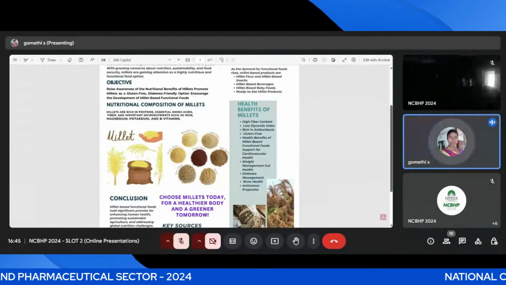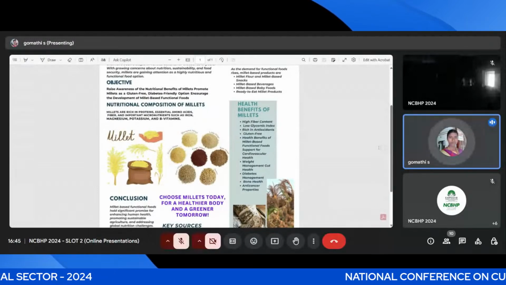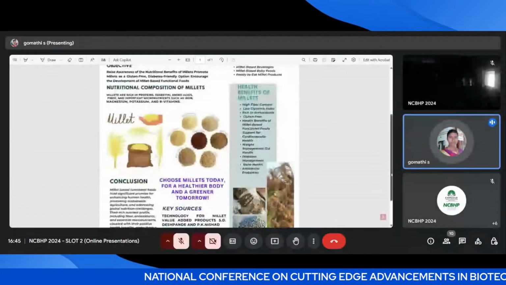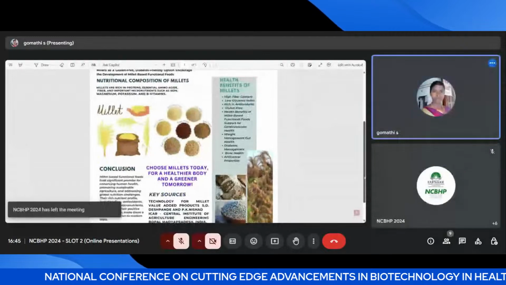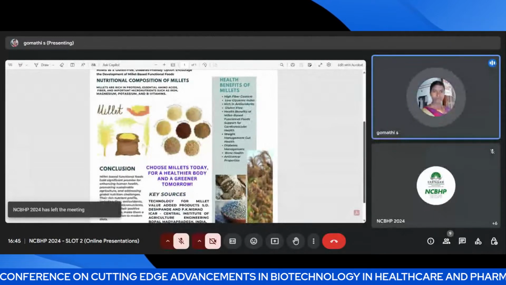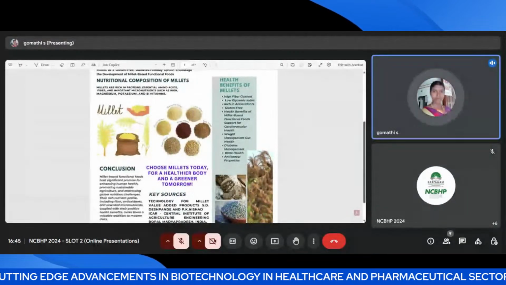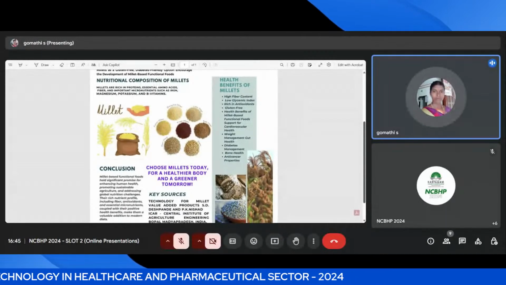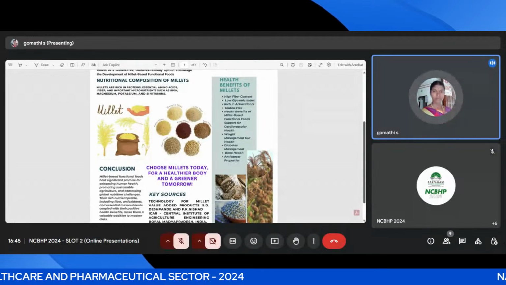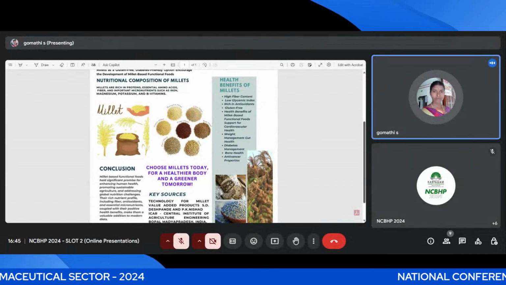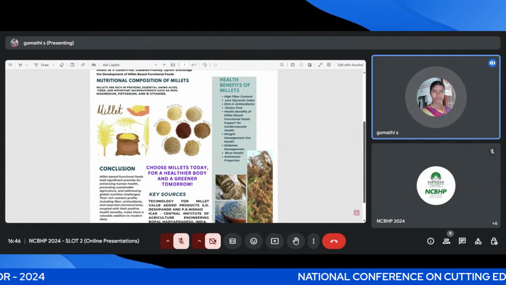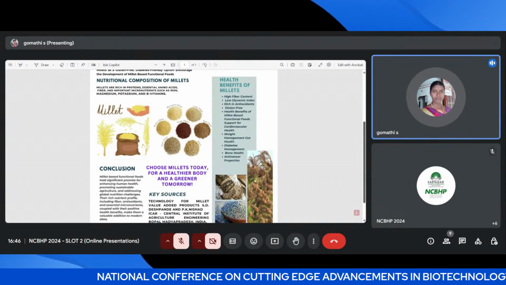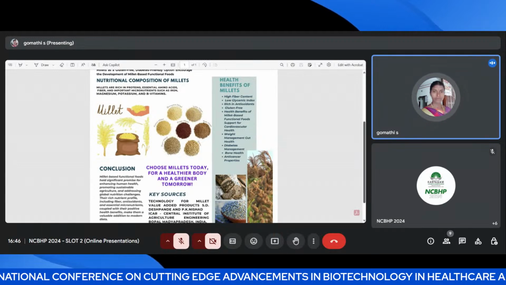Based on my review, the conclusion is millet-based functional foods hold significant promise for enhancing human health, promoting sustainable agriculture, and addressing global nutrition challenges. Their rich nutrition profile, including fiber, antioxidants, and essential micronutrients, coupled with their positive health benefits, make them a valuable addition to modern diets. Choose millets today for a healthier body and a greener tomorrow.